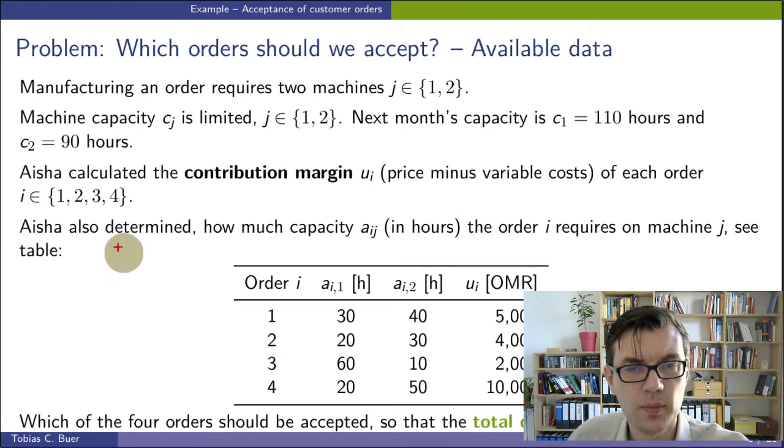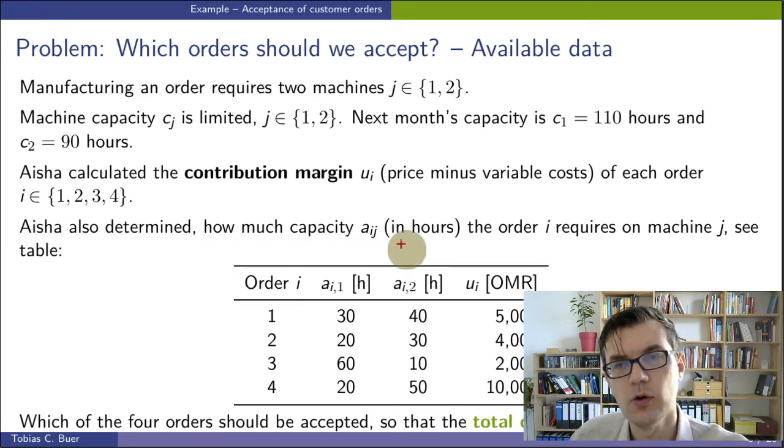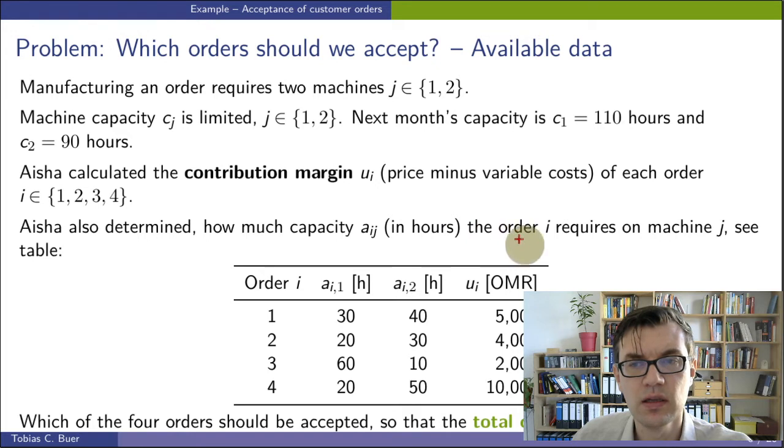Aisha has also determined how much capacity in hours, since the machine capacity is given in hours, the order i requires on machine j. This is Aij, and it is given in the table below. In the leftmost column, you have the orders 1 to 4 in each row. In the rightmost column, you have the contribution margin of each order. So if we accept order number 4, we will earn a contribution margin of 10,000 Omani Rial.